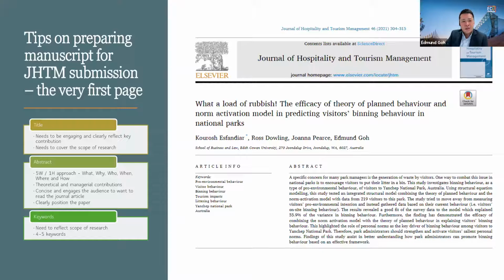Okay, all right. So the first tip about preparing your manuscript for JHTM is really about the very first page itself. Yeah, so I break this down into the very basic title, abstract, and keywords page. Yeah, so don't forget, the associate editors, chief editors, and reviewers are all human beings as well. So the first page needs to be captivating. Yep, and it starts off with a brilliant title.